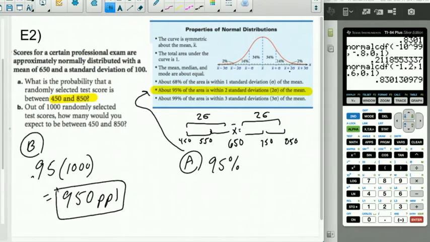So again, you're not asked to memorize this. The idea is to be able to apply it.